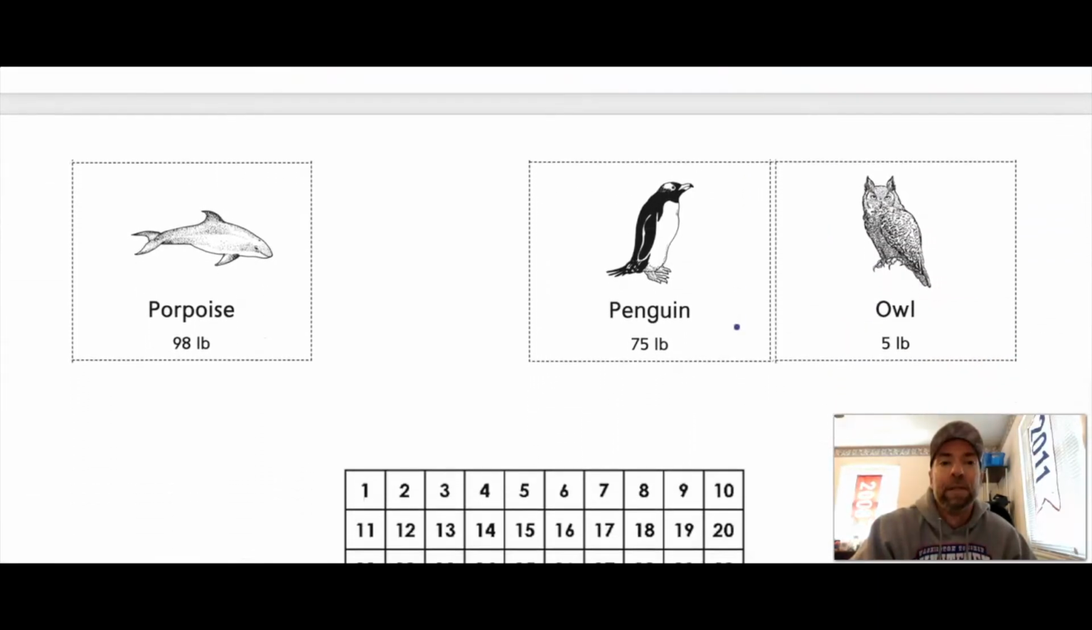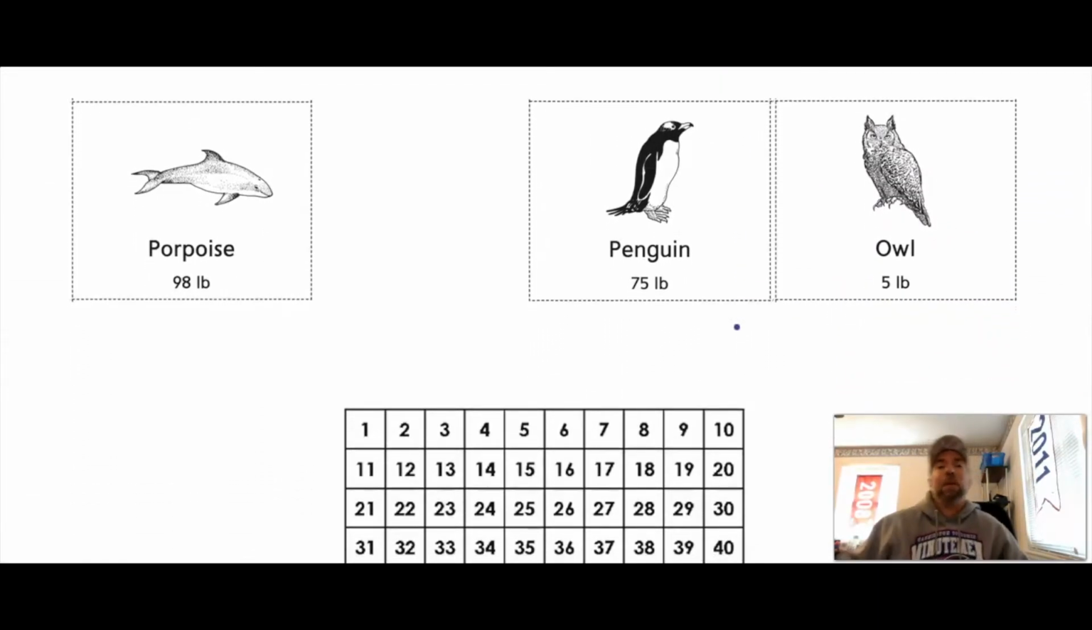Oh, look at this one. Woof. We have some big numbers here. On one side, we have a porpoise. It's like a dolphin. And the porpoise weighs 98 pounds. Now, on our other side, we have a penguin and an owl. The penguin is 75 pounds, and the owl is 5 pounds.